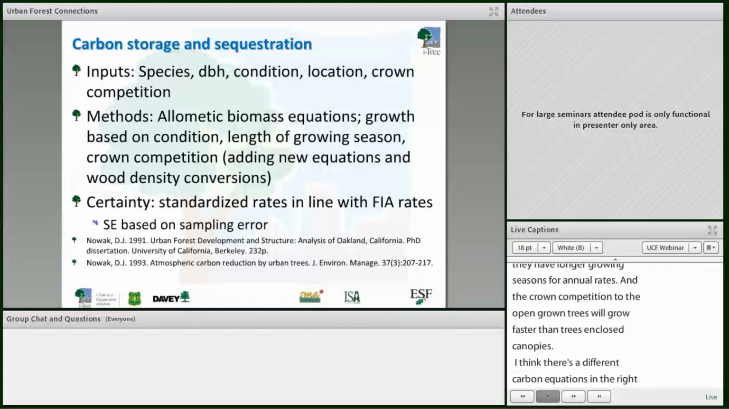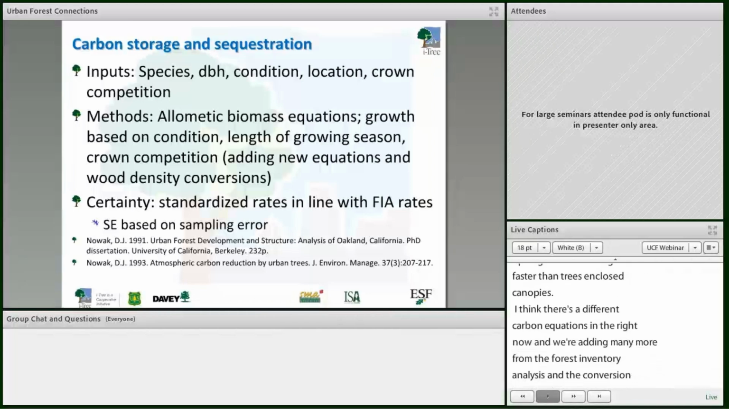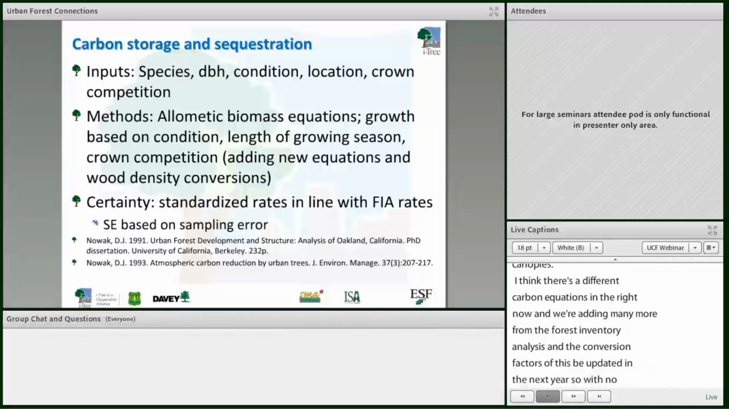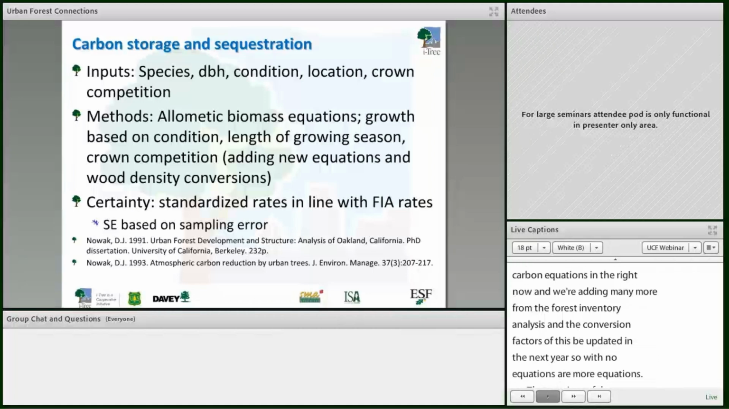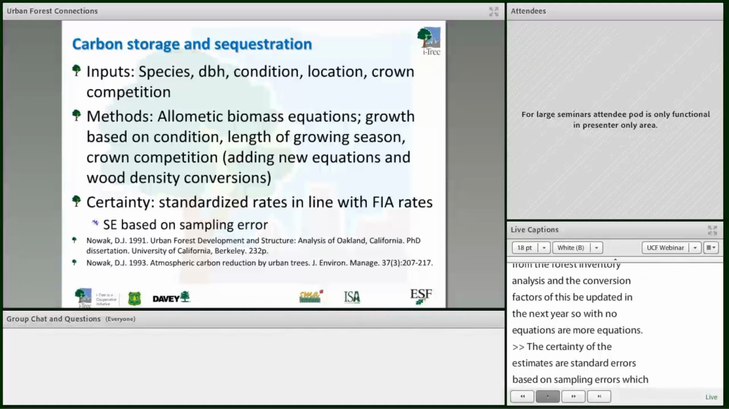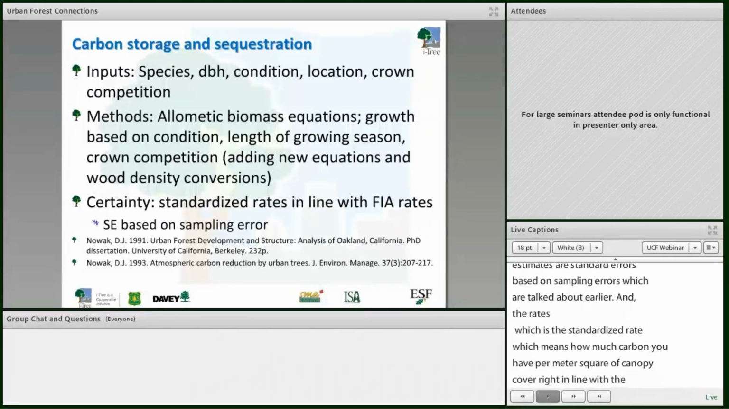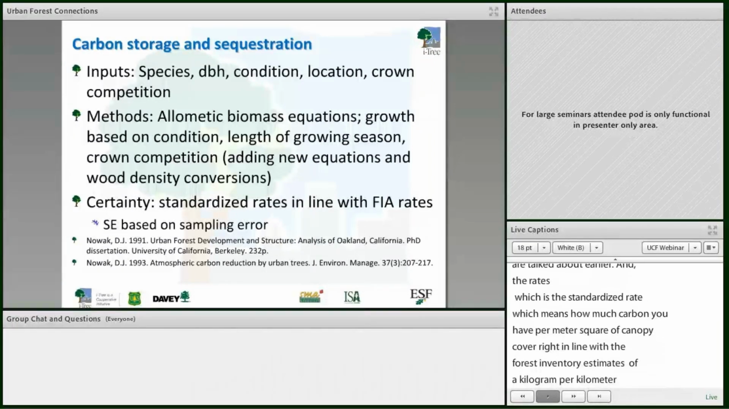The certainty of the estimates, our standard error is based on sampling error, which we talked about earlier. And the rates, which is the standardized rates, which means how much carbon do you have per meter squared of canopy cover, are right in line with the forest inventory estimates, plus or minus fractions of a kilogram per meter squared. So we feel confident that our numbers are in line with measured field data, which are often based on other models anyway, so we're comparing model against model.